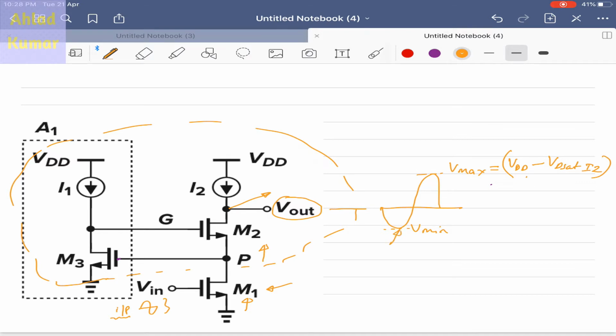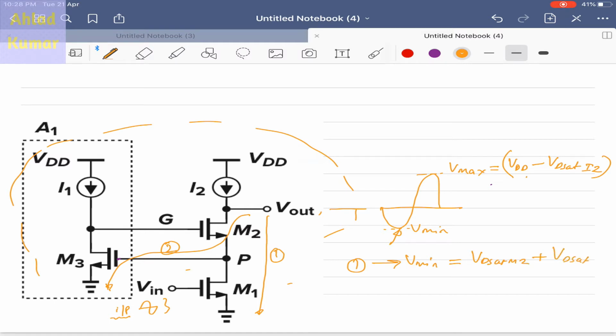How about the minimum one? How to calculate it? Let me erase this. You can see there are two paths to evaluate the minimum range. One is this path and another one is this path. Let us say this is the first path, this is the second path. In the first path, what is the minimum voltage V min? The minimum voltage V min will be VD sat of M2 plus VD sat of M1.